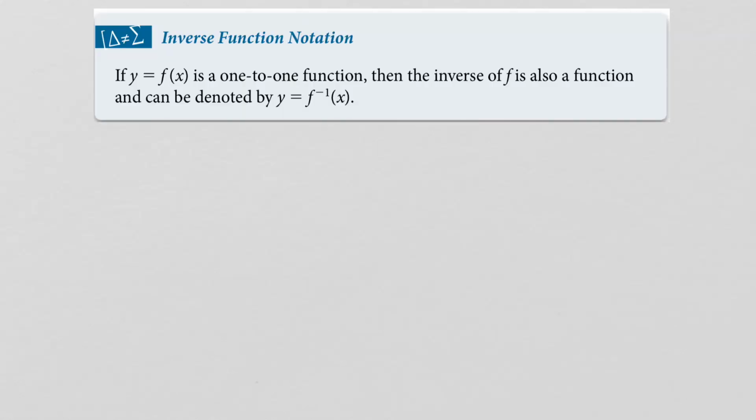So if y equals f of x is a one-to-one function, then the inverse of f is also a function and can be denoted y equals f inverse of x. And we've already talked about this. So if you start with a one-to-one function, your inverse will also be a function.